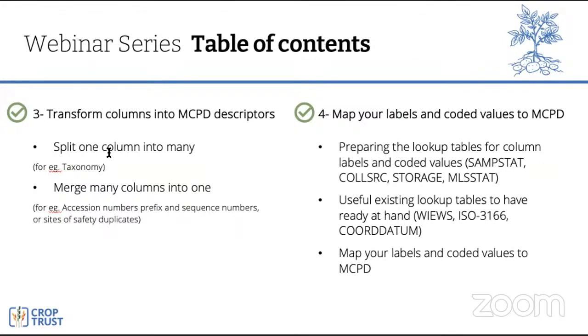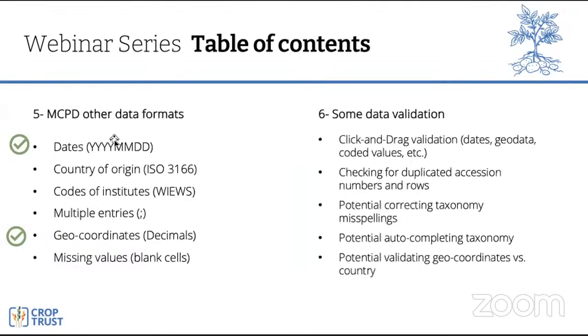Then in the second part, we focused on transforming columns into MCPD descriptors by either splitting one into many or merging many into one, and then mapping the labels of our columns to MCPD, and also then the coded values, the individual values that are coded in MCPD. And then we touched a bit on other data formats other than coded values, such as dates and geographic coordinates. We mainly formatted the dates into the MCPD standard and looked at how to convert geographic coordinates from the degrees, minutes, seconds into decimals. All of these are already in the 2 previous recordings.